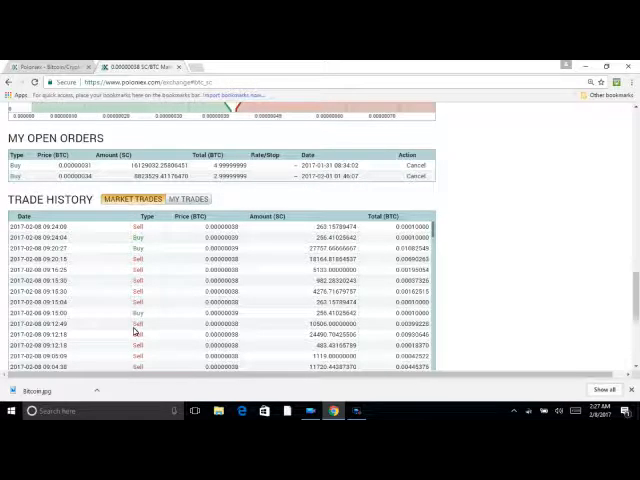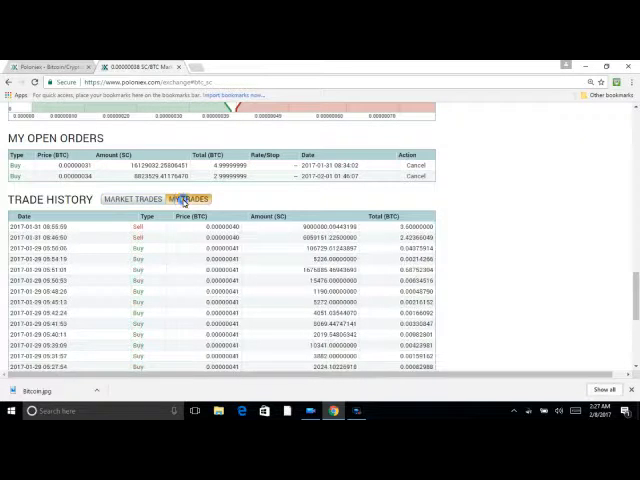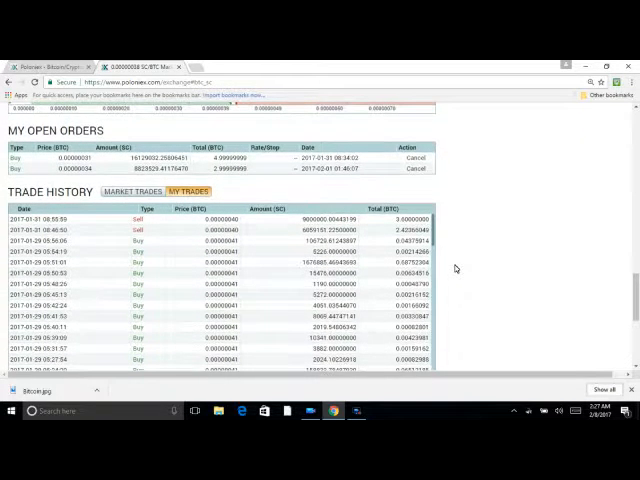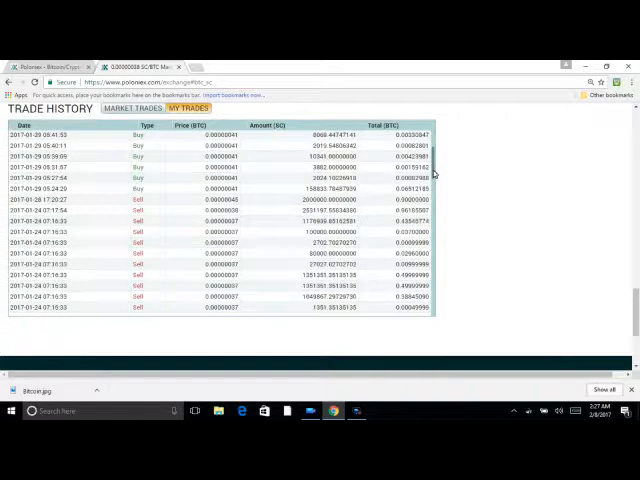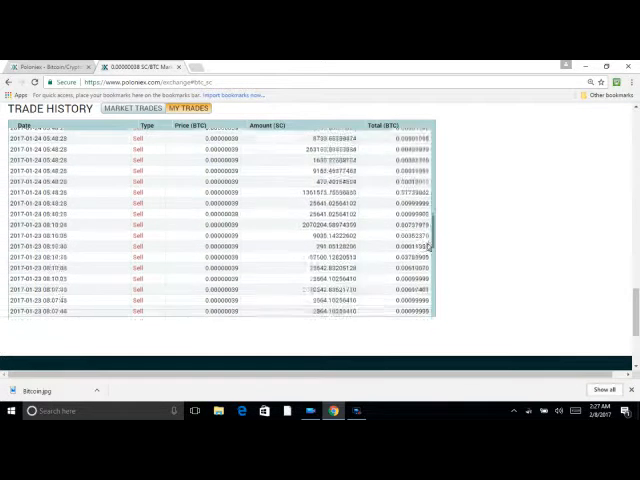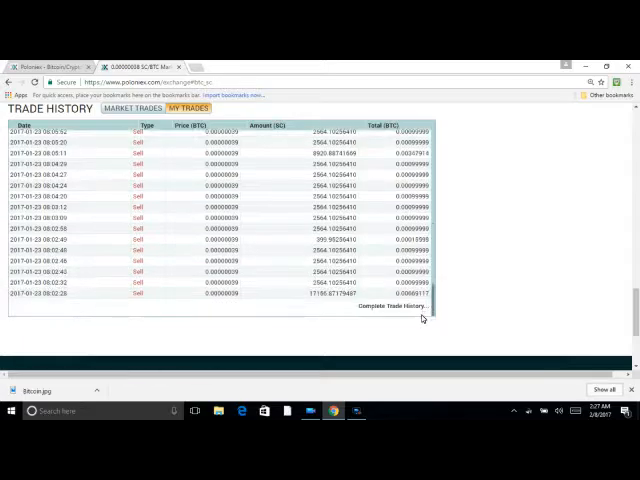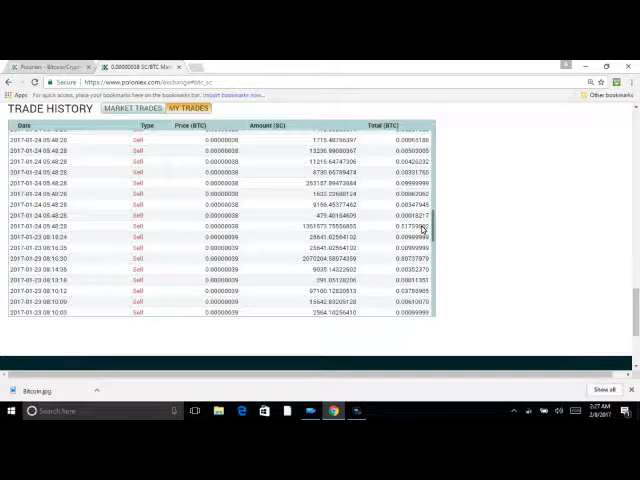Here you can see all the recent market trades that were made in the live market. And if you click on my trades, you can see all the buying and selling that I have done. Sometimes I'm in and out of this coin. At one point I've owned 60 million of these coins, or about $12,000 or $13,000 worth, and 5 minutes later I could own none of them.